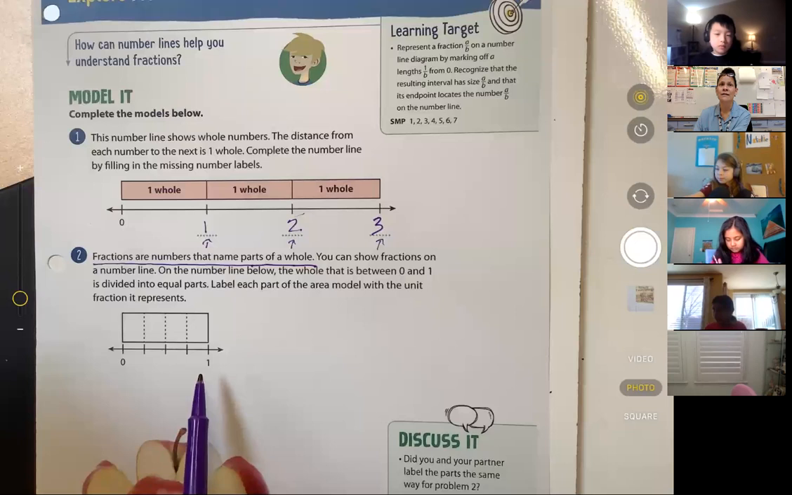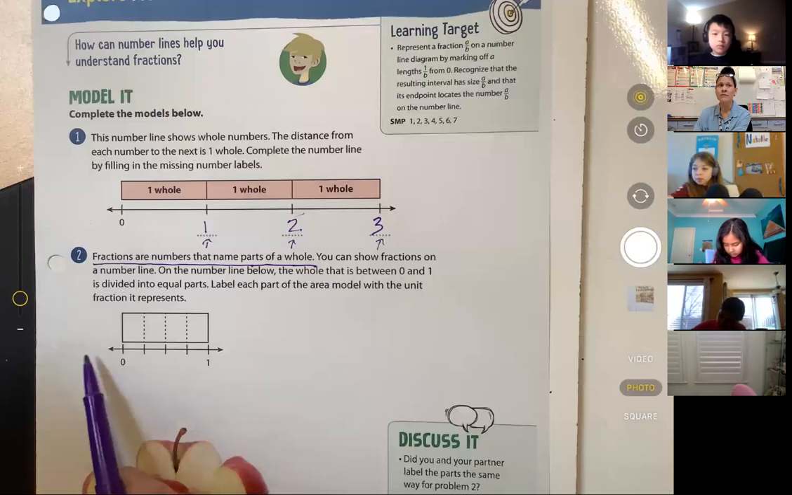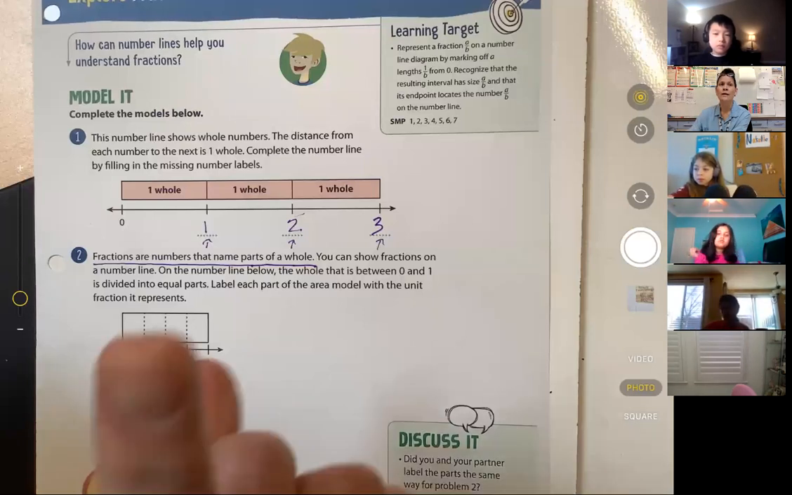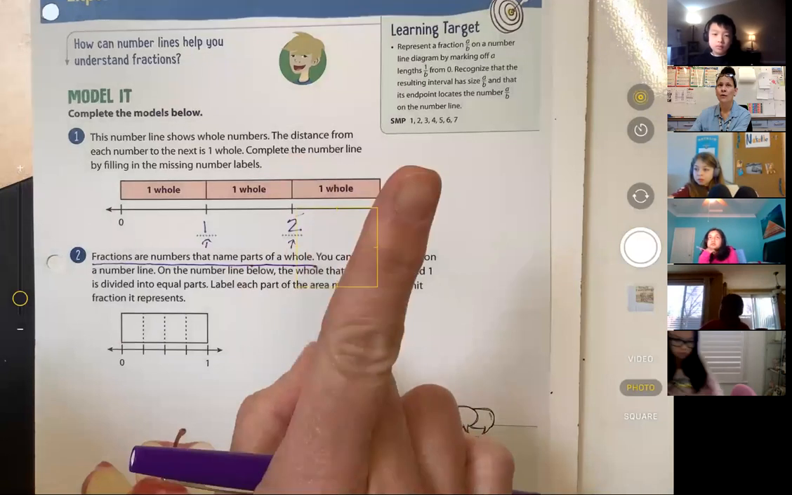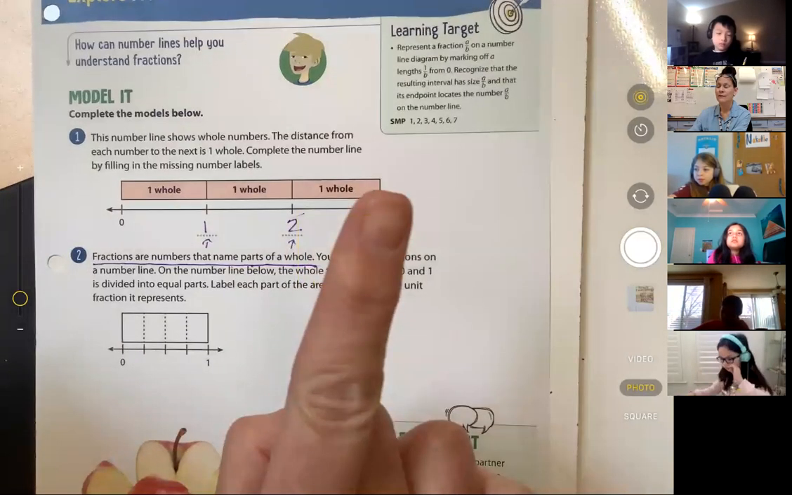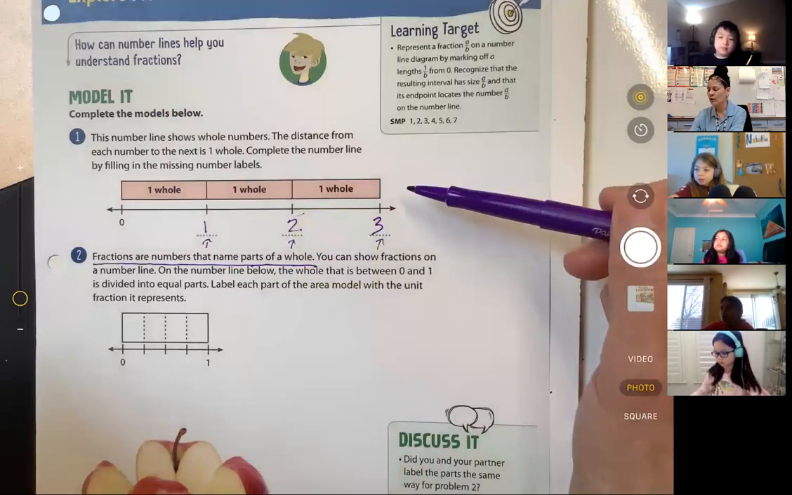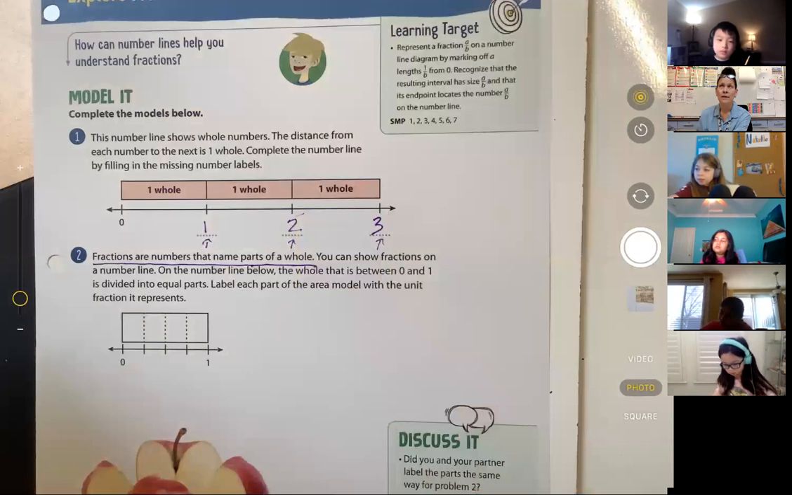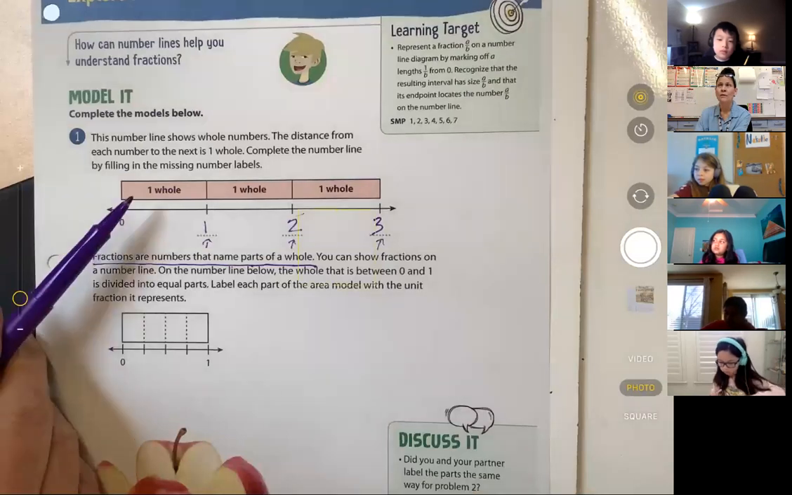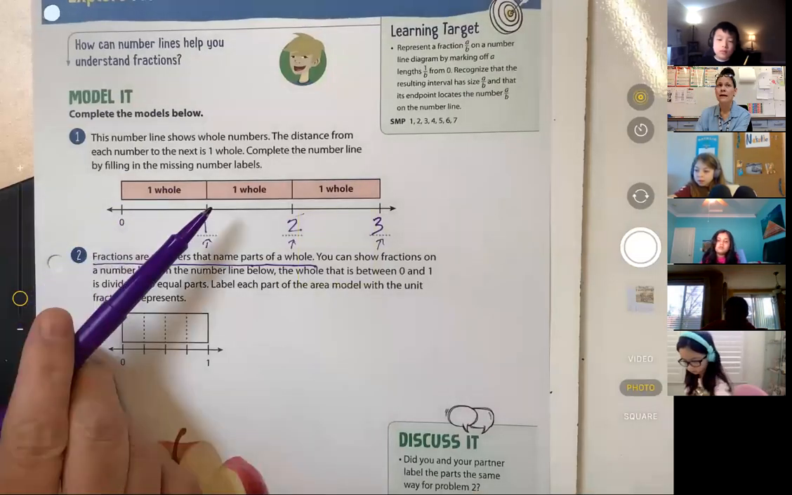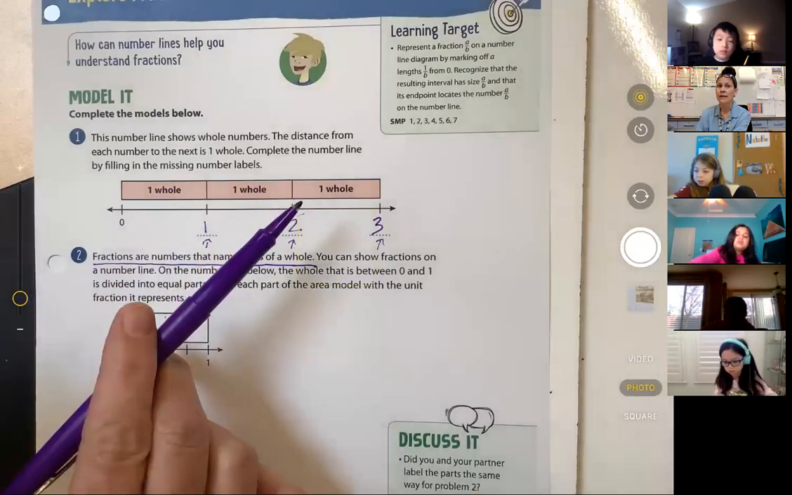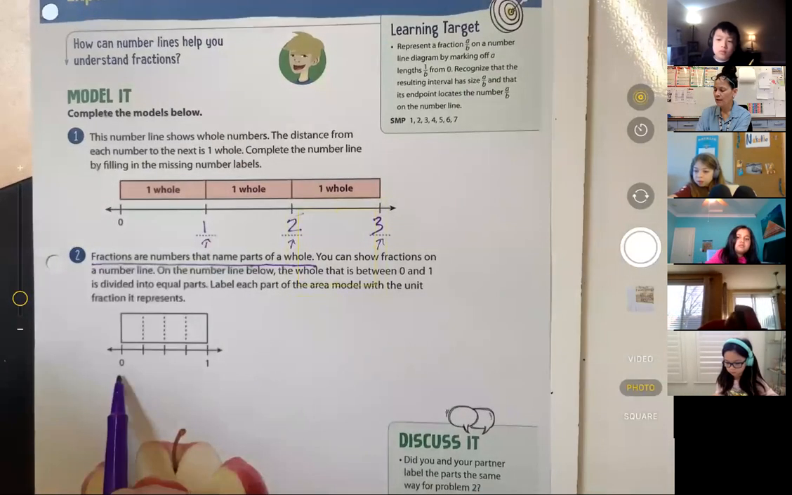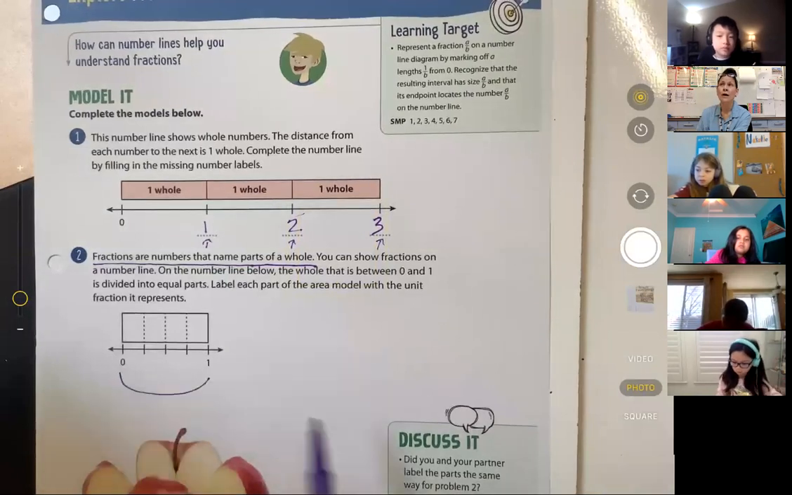Label each part of the area model with the unit fraction it represents. There's a lot going on here, friends. So first of all, important to remember that this number line here represents 1 whole, only 1. The fundamental difference between what we just did above and what we're looking at now is how many wholes are being represented. Above, we have a whole and then a second whole and a third whole. Down here, it is just 1. Notice how we go 0 to 1. That's it.